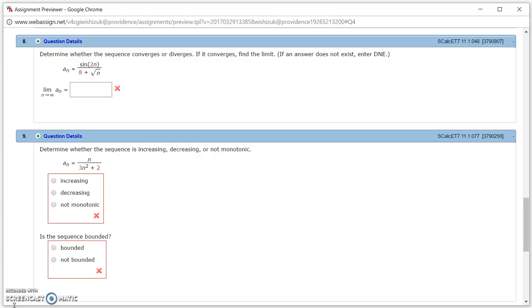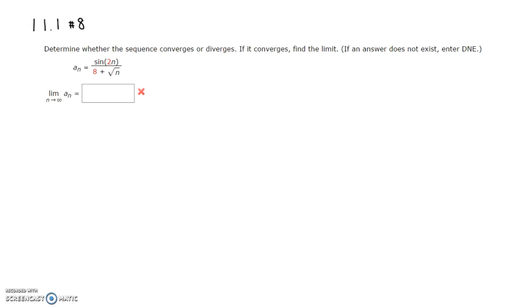Alright, let's look at homework 11.1, problem number 8. We want to find the limit of this given sequence. It's fairly complicated, so I'm going to try to apply the squeeze theorem.